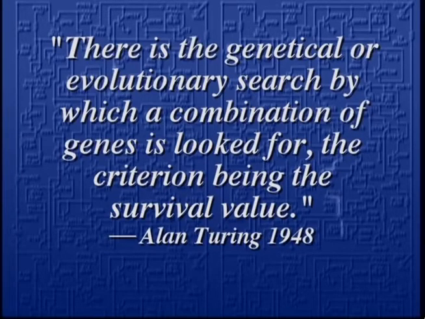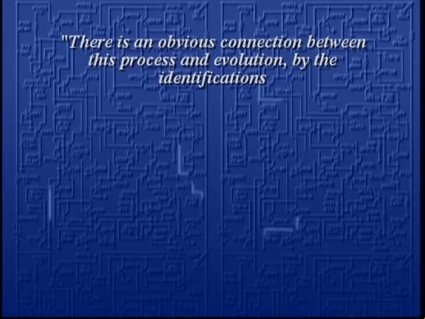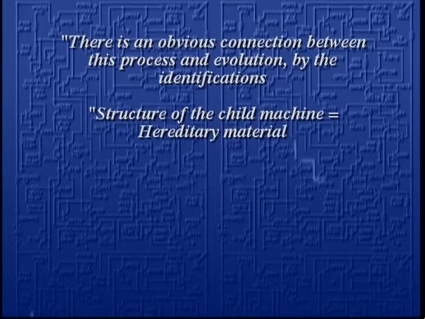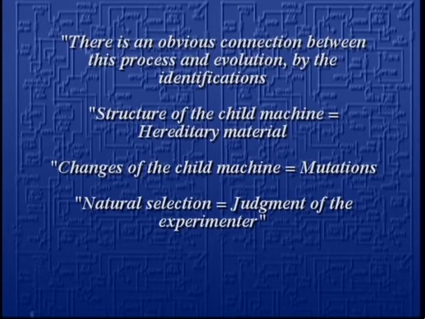In his 1950 paper, Computing Machinery and Intelligence, Turing described an iterative process for creating, modifying, evaluating, and comparing machines, saying there is an obvious connection between this process and evolution by natural selection. The structure of the machine is specified by hereditary material. Change is caused by mutations. Natural selection is implemented by an external fitness measure.